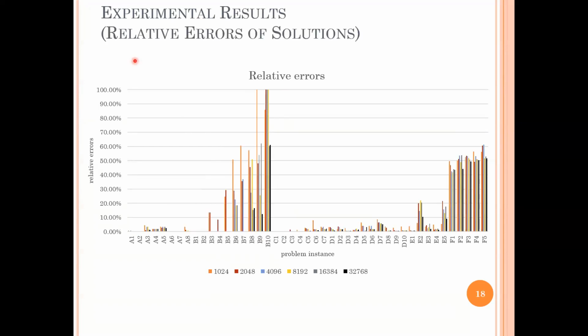Next, I'd like to describe relative errors of solutions. Roughly speaking, the relative errors tend to decrease with an increase of the number of used particles. For example, in problem instance D7, we can clearly see that the relative errors decrease with an increase of the number of used particles. 32 of the 45 problem instances have relative errors at most 2%.